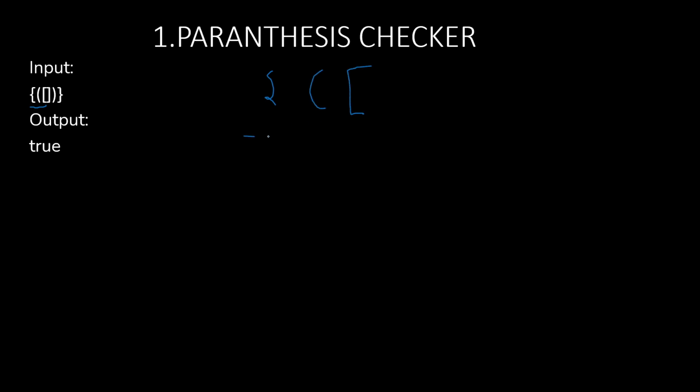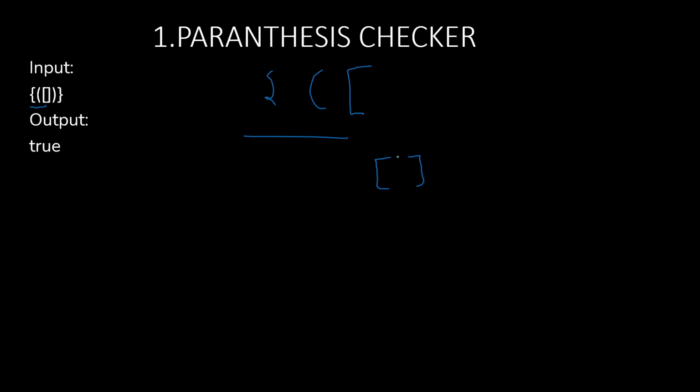These are the only three symbols which have been given, and we have to see if this is balancing or not. By balancing, what I mean is the opposite symbols of them. If this element is present, then on the right side this element should be there. Only in that case it is balancing, using these three symbols.